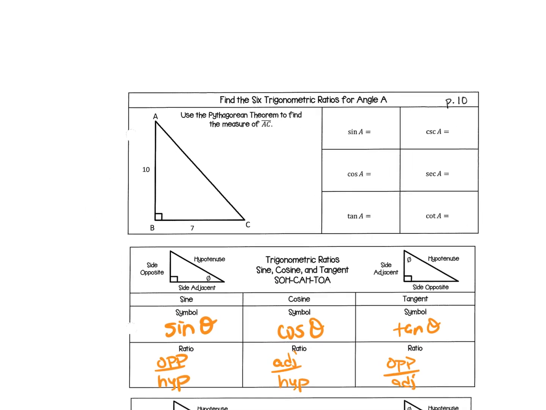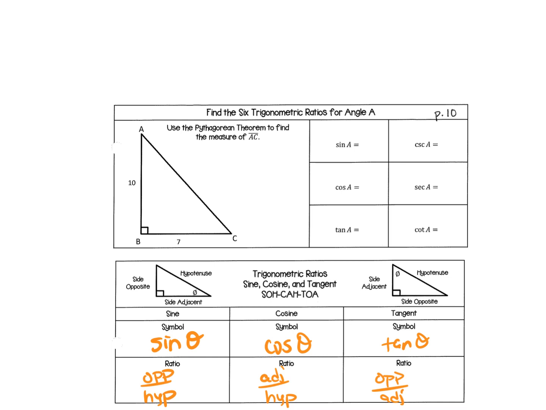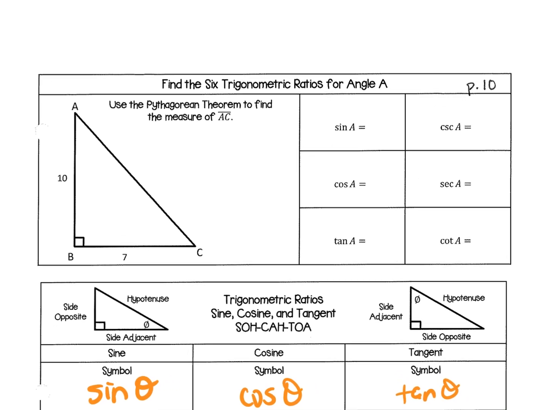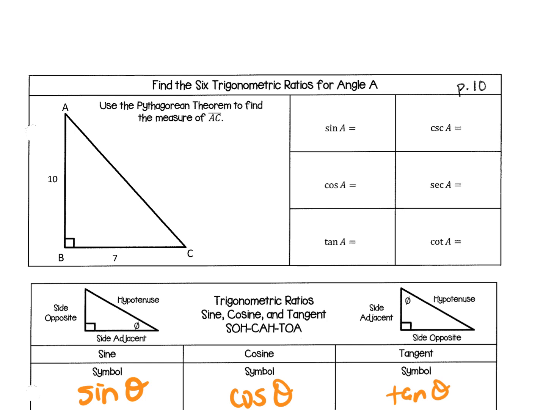Okay, we need to talk about writing out the ratios and solving for the missing side using Pythagorean theorem, a couple of things like that. So if you notice, it says find the 6 trig ratios for angle A. So guys, this is angle A up here. So you kind of want to probably mark or label that in some way, shape, or form. And then it says, use the Pythagorean theorem to find the measure of side AC. Well, that's this side that can also be referred to as side B.